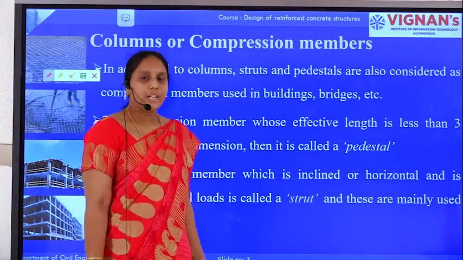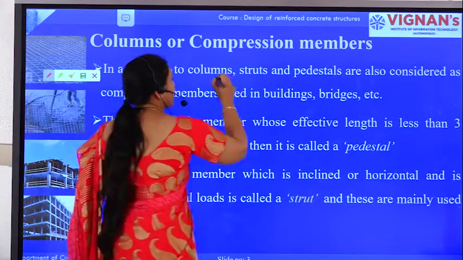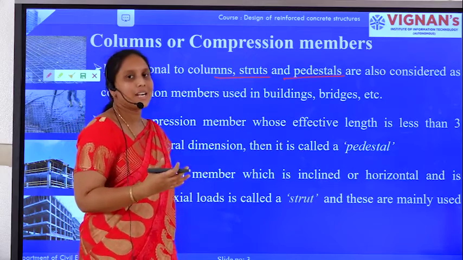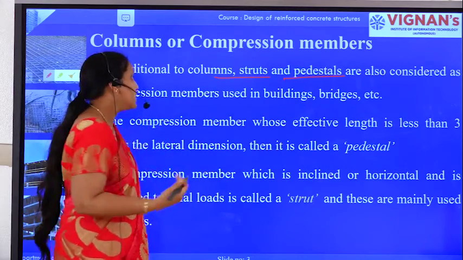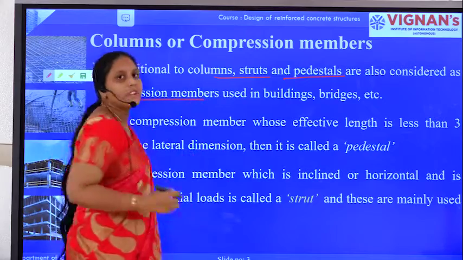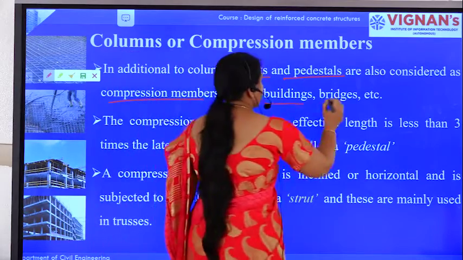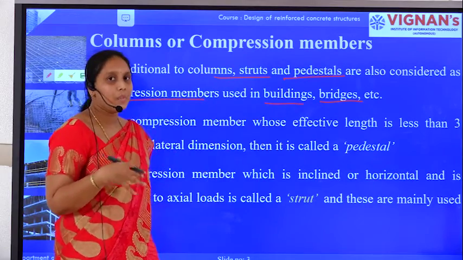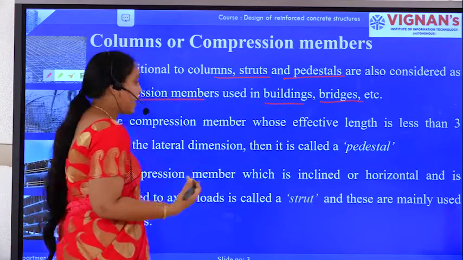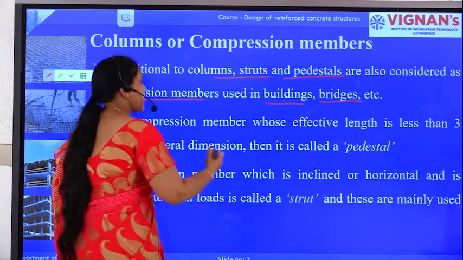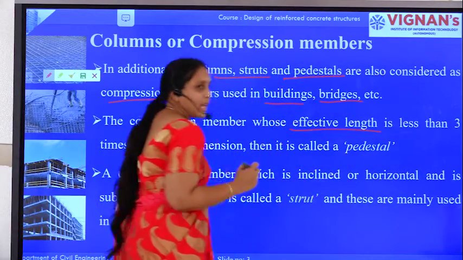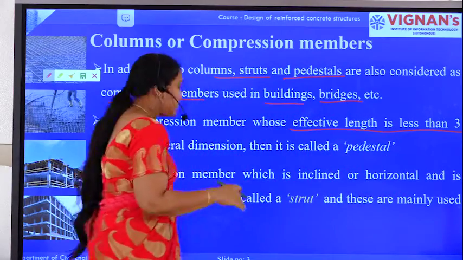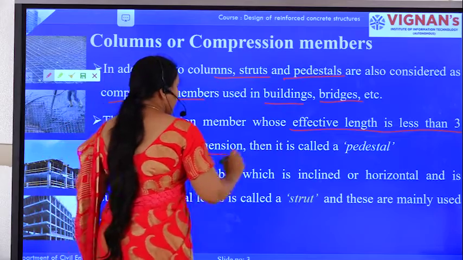In addition to the columns, we also have struts and pedestals. The struts and pedestals are also considered compression members, which we can see in buildings, bridges, etc. Now first let us see what a pedestal is and what a strut is. A pedestal is a compression member whose effective length is less than 3 times the least lateral dimension.